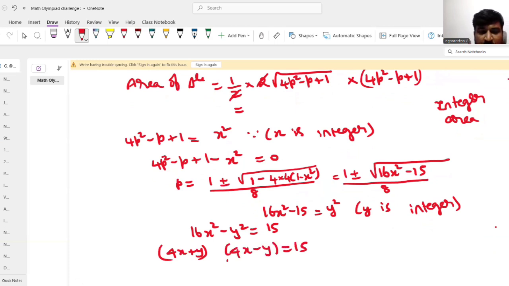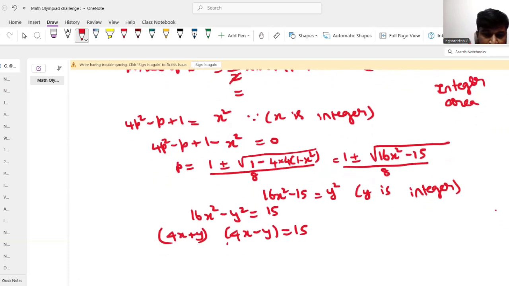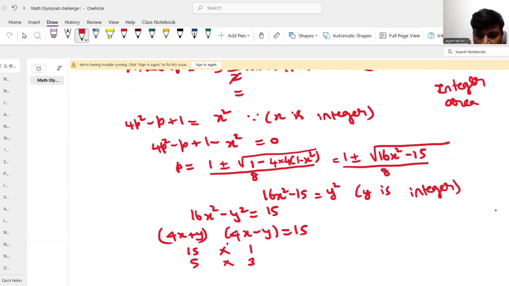to 15. So we understand since x and y are integers, these two are also integers. 4x plus y will be an integer, 4x minus y will also be an integer. So the product of two integers should give us 15. That's how it works. So say I'll go with the case of 15 into 1. Say 5 into 3. So both x and y, we took to be positive cases here. So that's how it's going on.